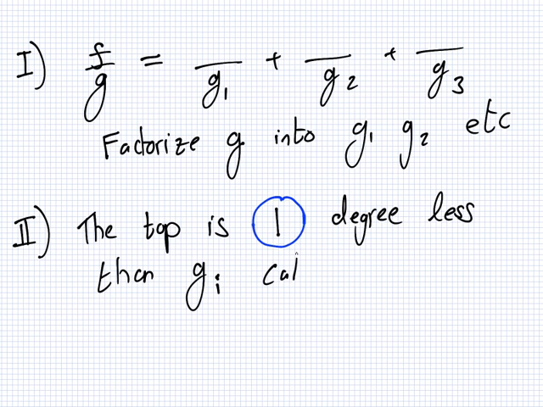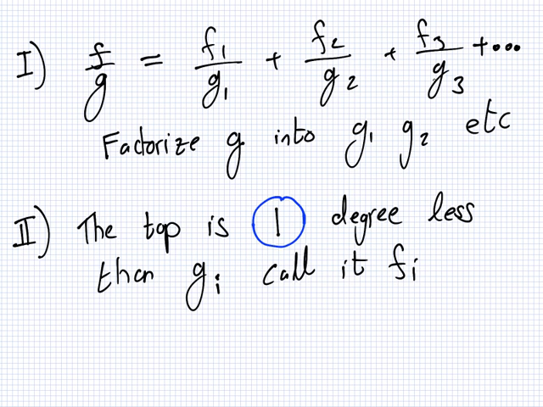And we'll call that fi. So f1, f2, f3, etc. So what do I mean by that? I'll give you an example. If this g here is cubic, then how many factors could we have? We could have 3 factors. And each of these factors would be a linear, and a linear.